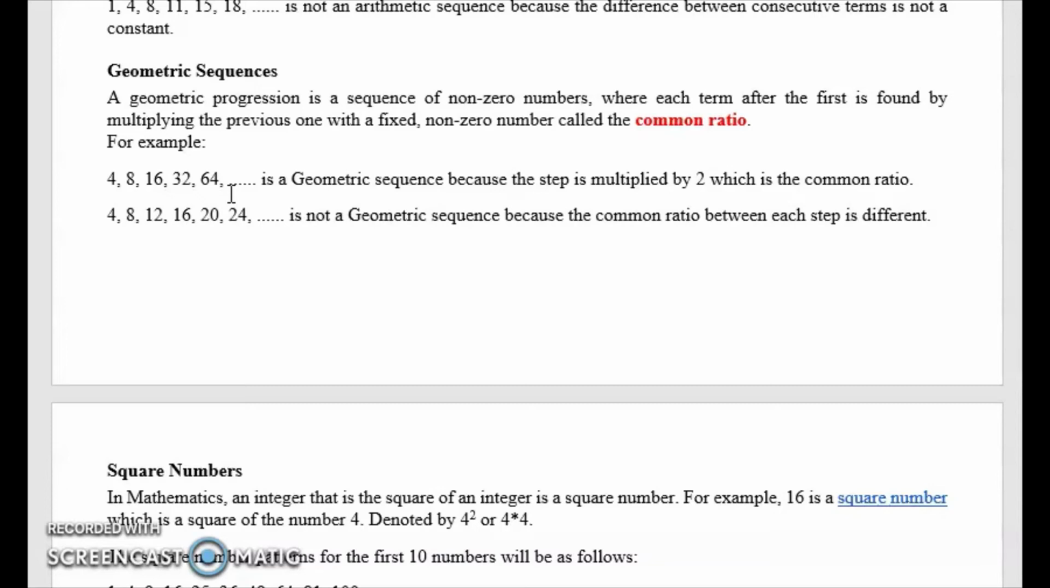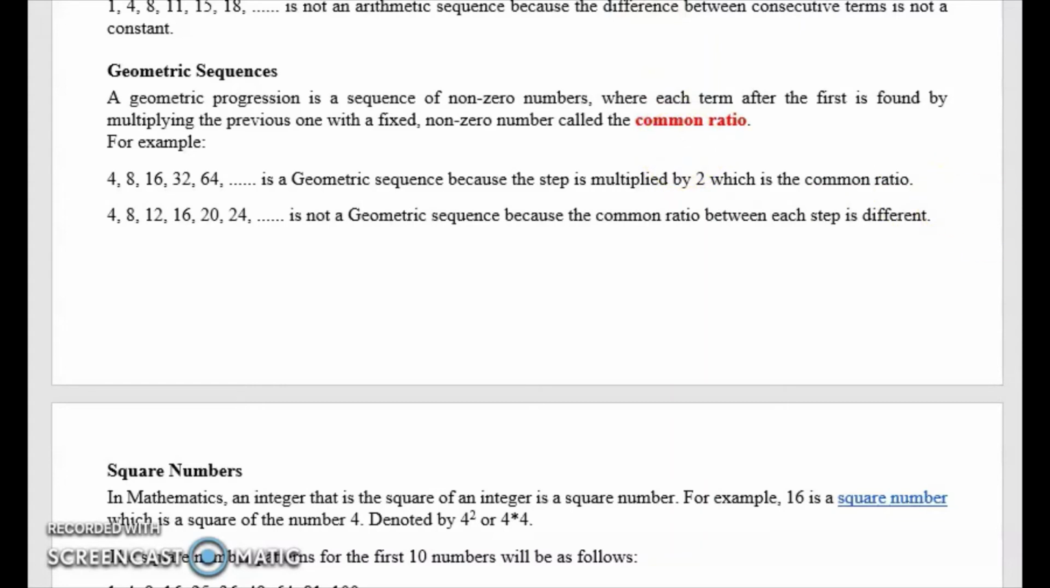Okay, so if I'm not mistaken, the number next to 64 is 128. Okay, so basta may magkakaparehas na multiplier na 2, that is a geometric sequence. So take note of that, class. Kanina, yung difference, common difference, ngayon common ratio.